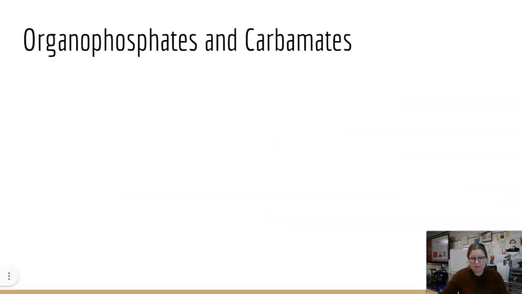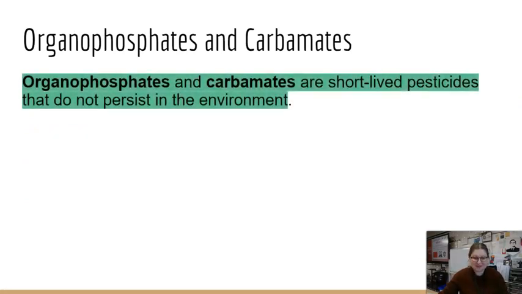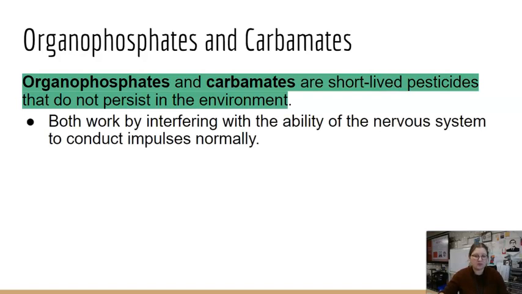Because of their persistence and continued use in many parts of the world, they remain present in the food chain. Another is organophosphates and carbamates. I promise I will not ask you to spell these things. But organophosphates and carbamates are short-lived pesticides that do not persist in the environment. So they break down really quickly.